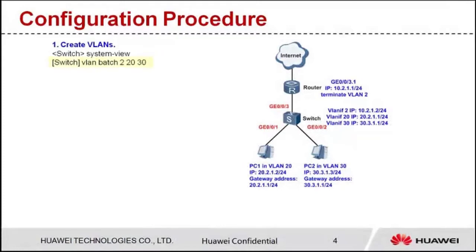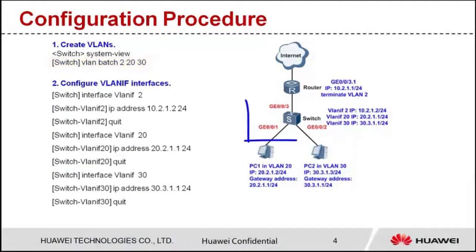Step 1. Run the vlan batch command to create VLANs. Step 2. Configure VLANIF interfaces. Configure IP addresses 10.2.1.2, 20.2.1.1, and 30.3.1.1 for VLANIF2, VLANIF20, and VLANIF30 respectively.